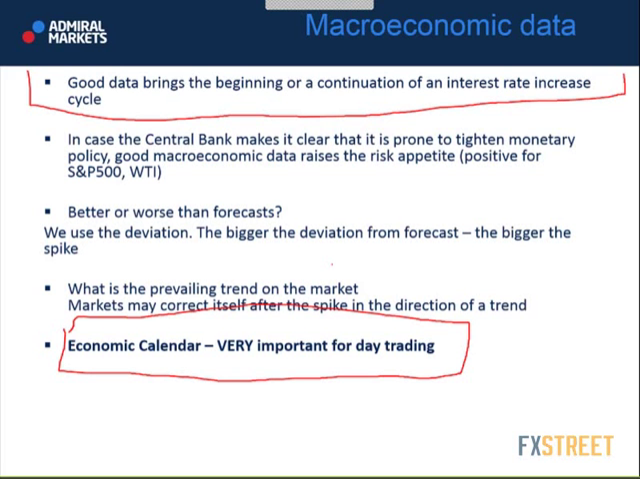So in case the central bank makes it clear that it's prone to tighten monetary policy, it will raise the risk appetite and it will be positive for Standard & Poor's, WTI and other indices or groups of stocks. Now, is it better or worse than forecasts? When we use the economic calendar, this is now important for the second part of the webinar, we use the deviation. I will also show you on a slide. The bigger the deviation from forecast is, the bigger the spike is. And when we trade the news, we basically trade the spike.